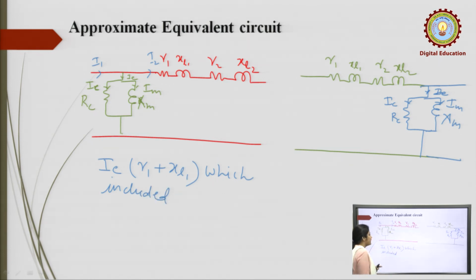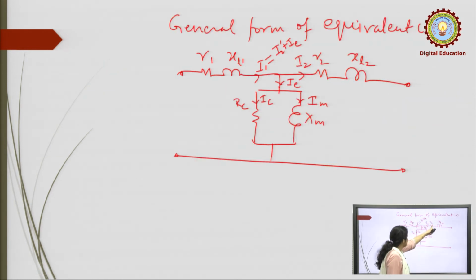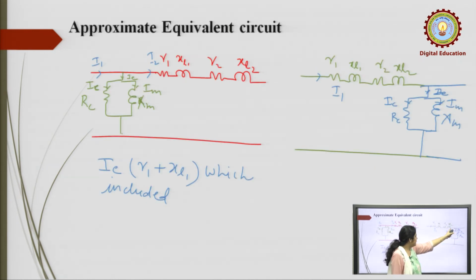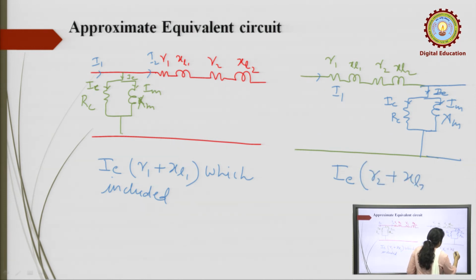And if you consider this circuit, you can see that this will carry the I1 current, that is fine. But in this circuit, R2 and XL2 will carry this I2 current. The drop is due to this I2 current, but in this circuit it will carry the I1 current. So the extra IE drop is included in the circuit. So the IE drop across R2 plus XL2 is unnecessarily included.